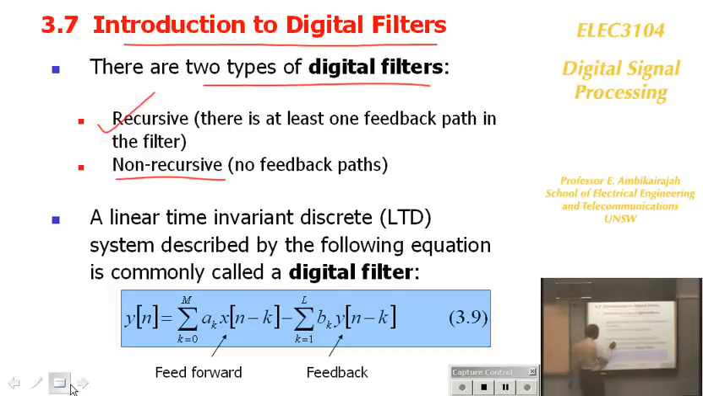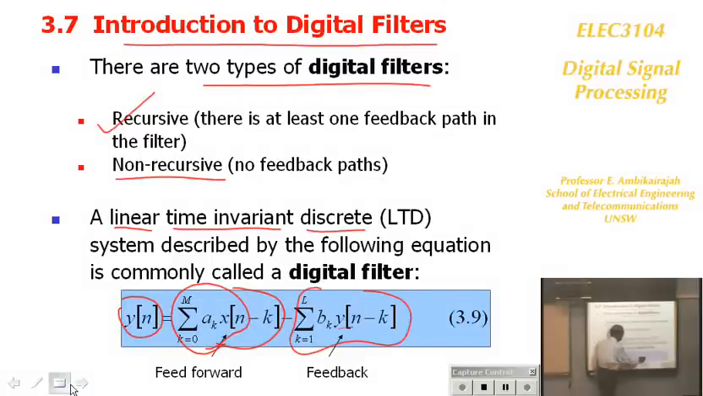A linear, time-invariant discrete system described by the following equation is commonly called a digital filter. A digital filter output y[n] has a relationship with the input, that part is feed forward, and then you've got a feedback part, which depends on the previous outputs. So that's the general equation of a digital filter, right? By appropriately choosing these coefficients, you can select low-pass, band-pass, band-stop, and high-pass filters.